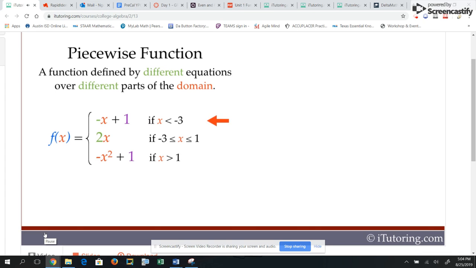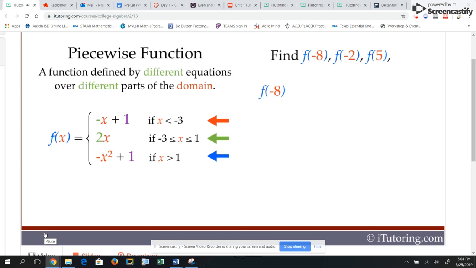We have our domain that x is less than negative 3. We have a domain that negative 3 is less than or equal to x is less than or equal to 1. And we have our third domain that x is greater than 1. With this function, let's find f of negative 8, f of negative 2, and f of 5.